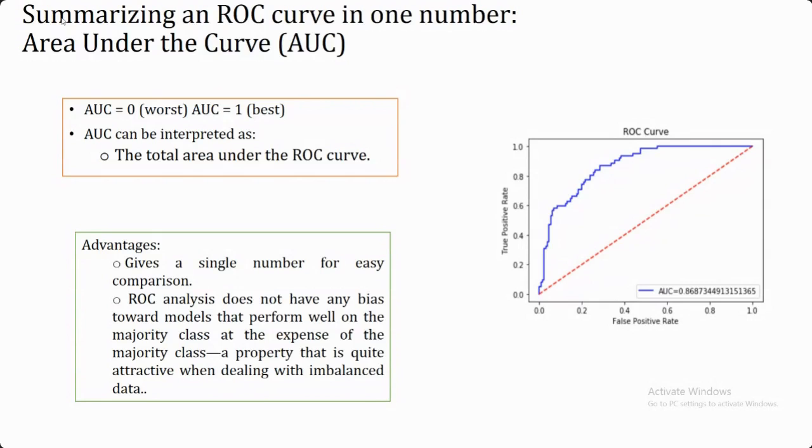Next advantage, with respect to the ROC curve, is it does not have any bias toward your model. It is not like, if you are having an imbalanced data set, as has been written, it's going to perform well on the majority of the classes at the expense of the minority of the classes. So this is not going to be the case for your ROC curve. So you can use this ROC curve along with the combination of your AUC score, that you can also use to quantify how well your model is working.